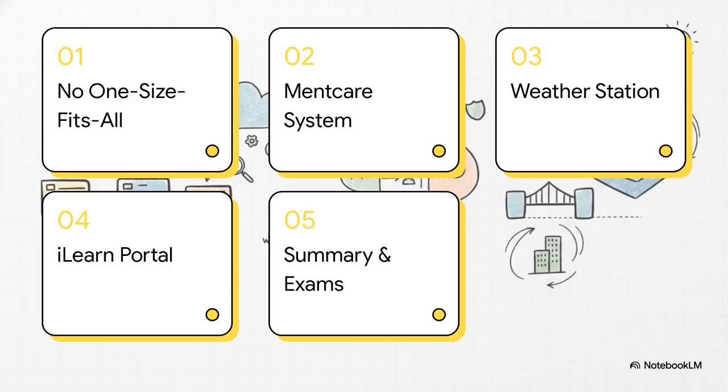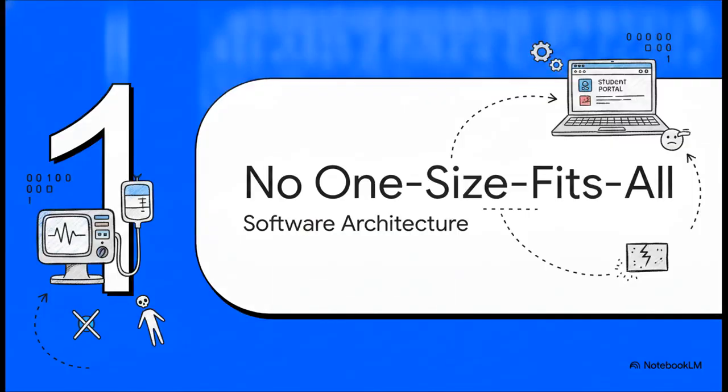We'll quickly cover why there is no one-size-fits-all software, and then we're going to explore 4 unique case studies: an insulin pump, the Ment Care system, a wilderness weather station, and the iLearn portal. Finally, we'll wrap up the whole thing with a comprehensive chapter summary to help you prepare for those upcoming exams. All right, let's get into Section 1, No One-Size-Fits-All Software.